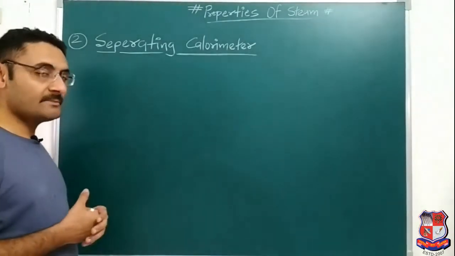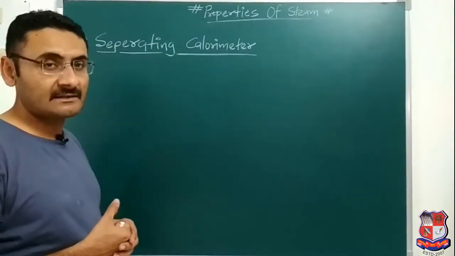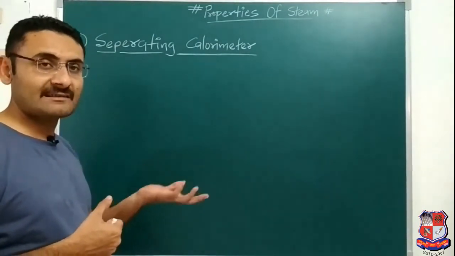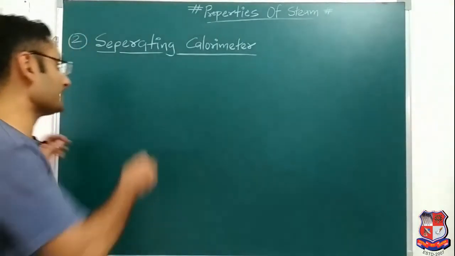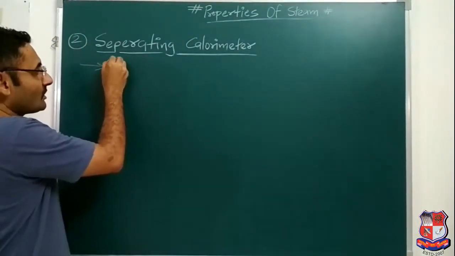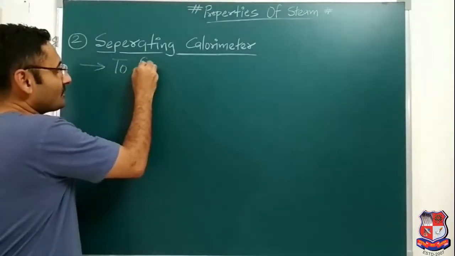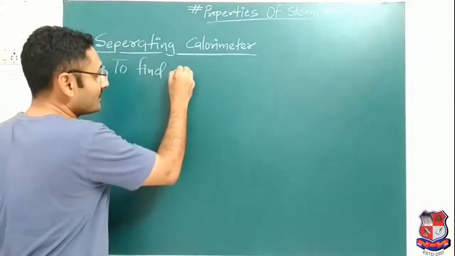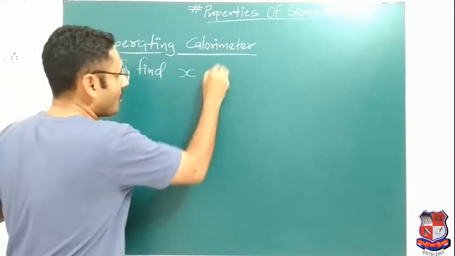Now, what is the separating calorimeter used for? It is a device used to measure the dryness fraction value of the steam. So first of all, we'll write the application. It is used to measure the dryness fraction value of steam.